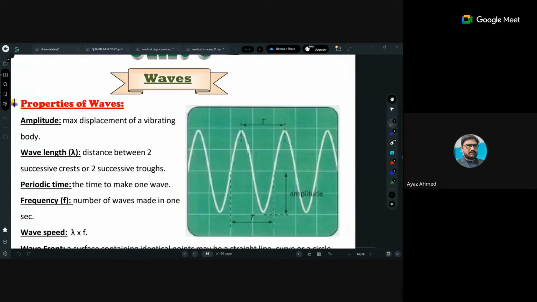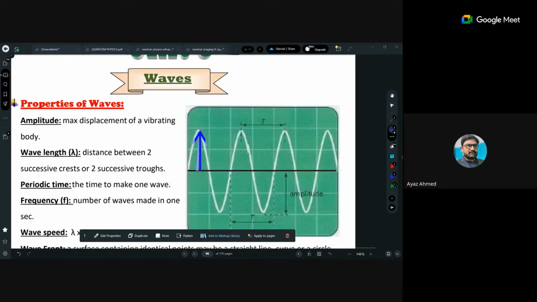What is amplitude? Amplitude is the maximum distance of the vibrating body. For example, if this is the mean position, and I go from this mean position to this top position, above the equilibrium position, the highest or largest distance, or the largest distance below it, this is the amplitude, right? Is it clear to you?